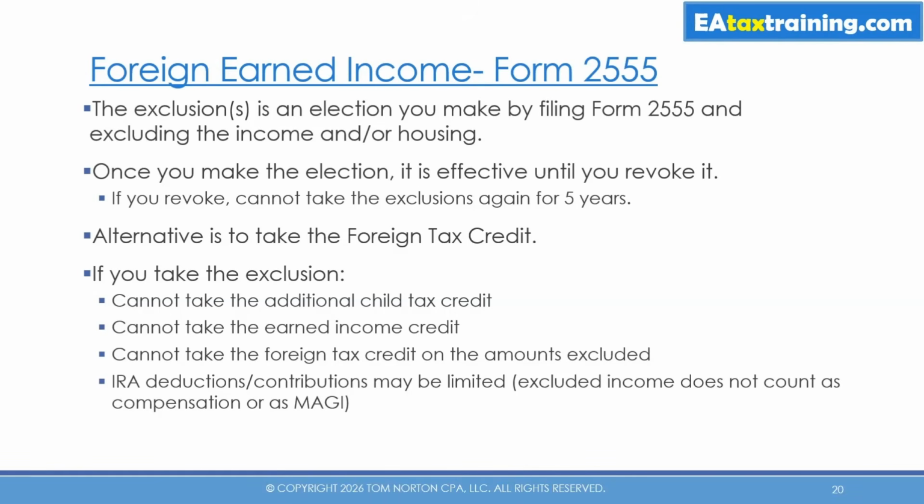So if you make that election by filing Form 2555 in 2025, then you're automatically also going to be excluding your income in 2026 and future years, unless you revoke it, which you can do. You can take it 1 year and revoke it in the next year, for example. However, once you revoke it, you cannot take the exclusion again for 5 years.